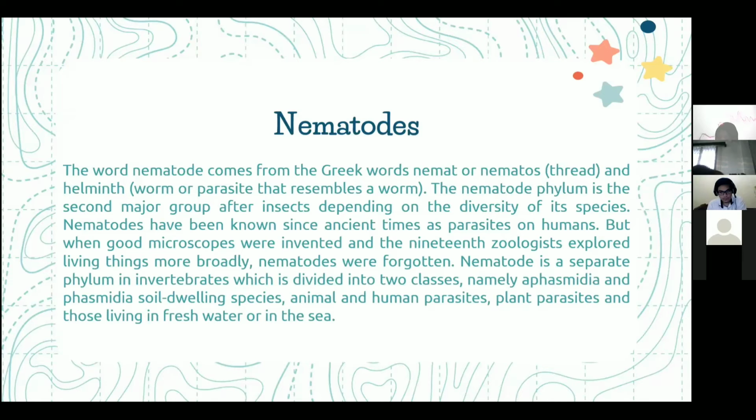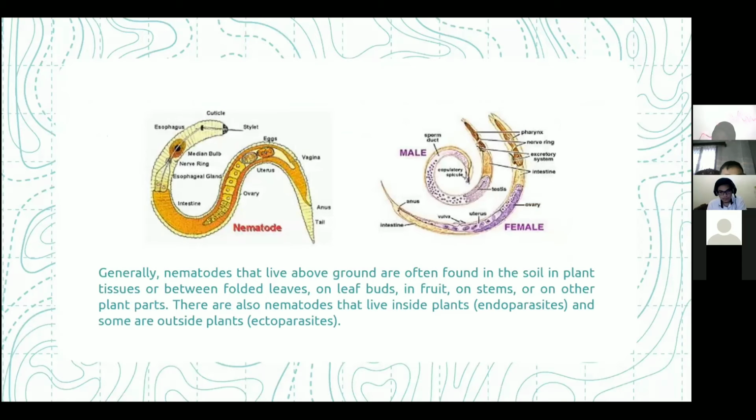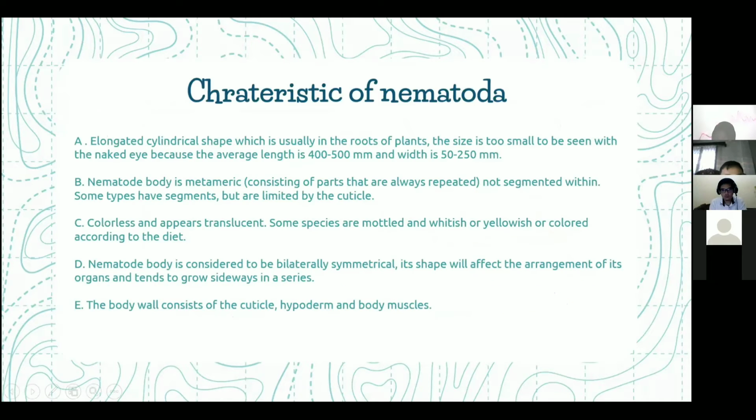Parasites of animals and humans are caused by pathogens, namely causes of disease, such as bacteria, viruses, and others. Nematodes also attack plant tissues, such as buds, and live inside plants as well. Next are parasitic nematodes.